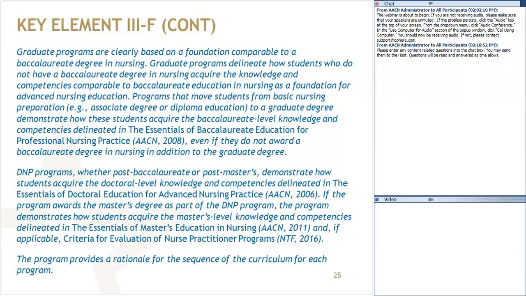Yes, that's right. And then the very last sentence here just clarifies that the program provides a rationale for the sequence of the curriculum for each one of their programs if that's up for accreditation. So that sentence was sort of tagged in with the DNP program, so it looked like it was only talking about the DNP program. So that makes it a little bit clearer that a rationale for the sequence, if the baccalaureate is being up for accreditation, that you would want to provide that information.